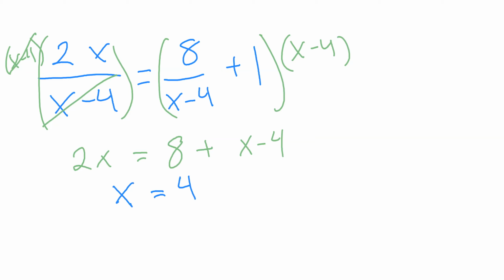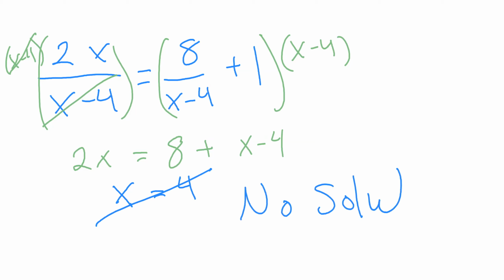All right, that seems pretty straightforward. Now let's just check if x is 4, does it make the denominator 0 in our original equation? It does. So x cannot equal 4. There is no solution. So there's no solution to this equation because the solution we found makes the original equation undefined.